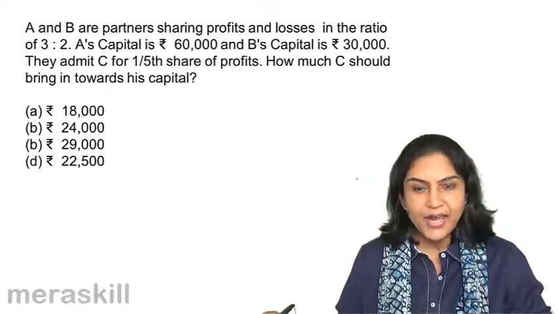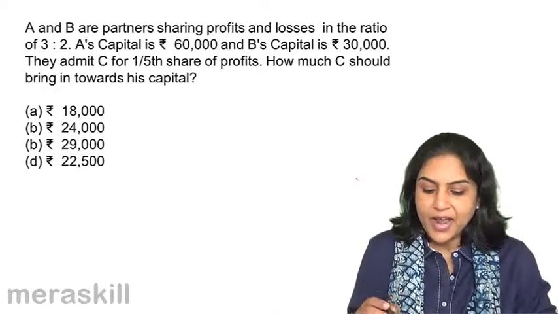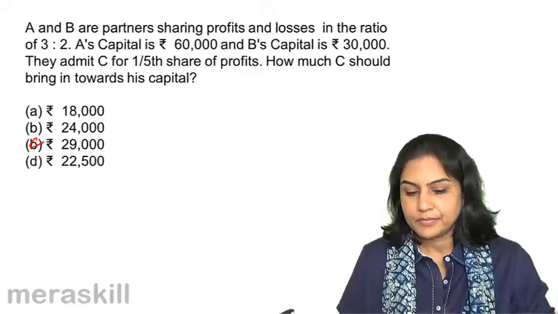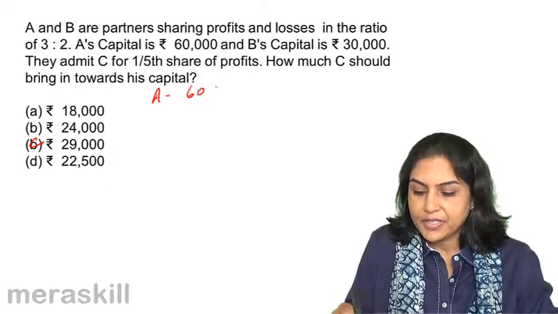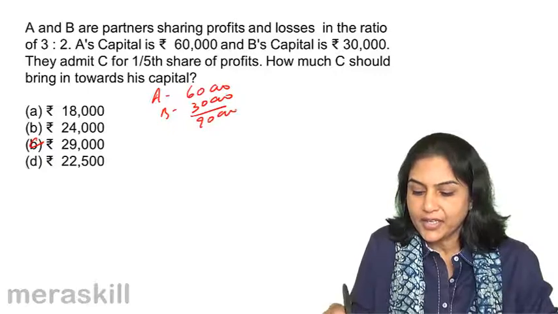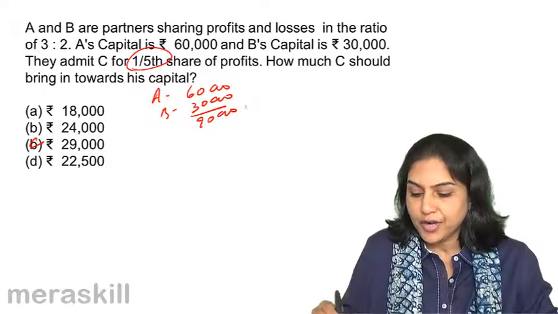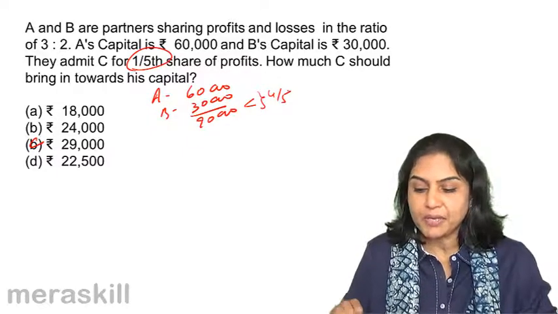Options are A 18,000, B 24,000, C 29,000 and D 22,500. A's capital 60,000, B's capital 30,000. So you've got actually 90,000. 90,000 is for 4/5 share. 90,000 is A and B's share, which is 4/5. C is 1/5, so A and B should be 4/5.